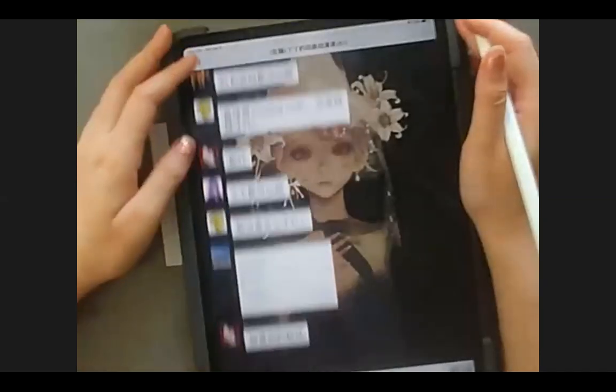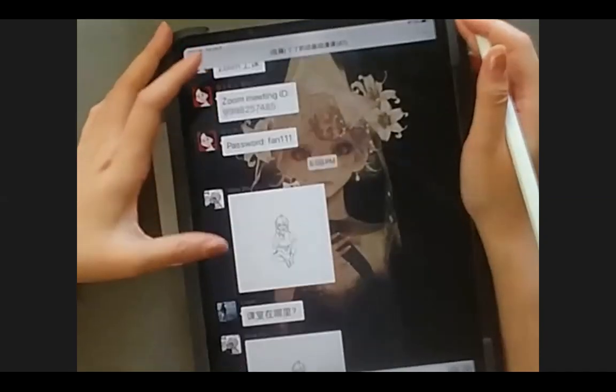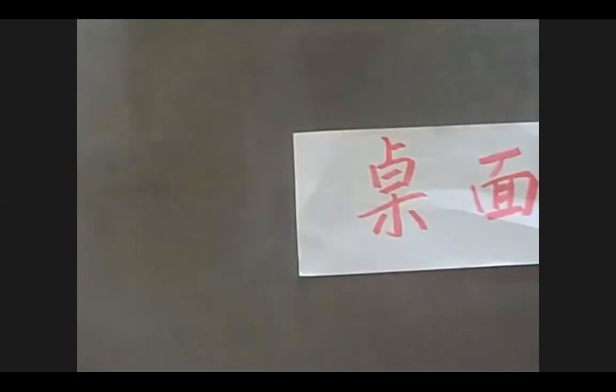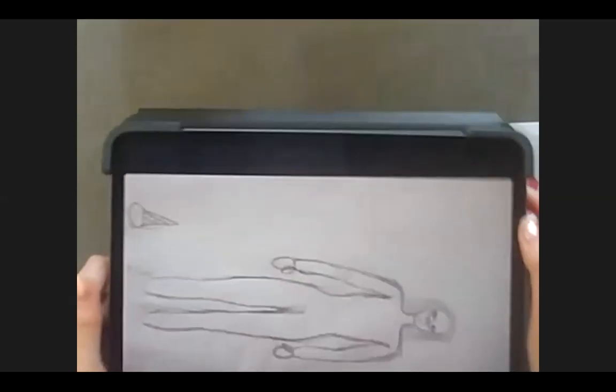Okay, let's see, any more? Anyone sent in any more? If not, then we're gonna move on with the class. Oh, I did get one more.